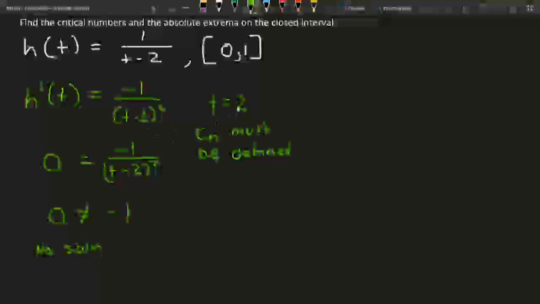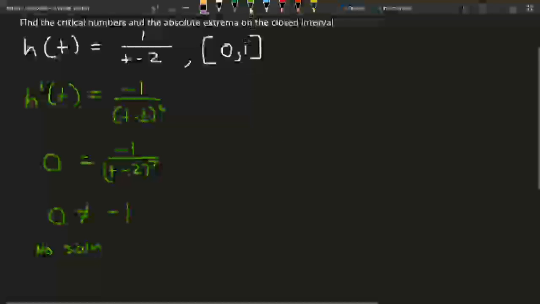So if we plug t equals 2 in here, we get negative 1 over 0, which is undefined. So hence, t equals 2 is not a critical number. So let's just get that out of the way. So in this case, there are no critical numbers. So now, what about the absolute extrema part of this?